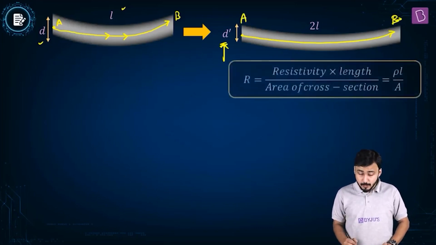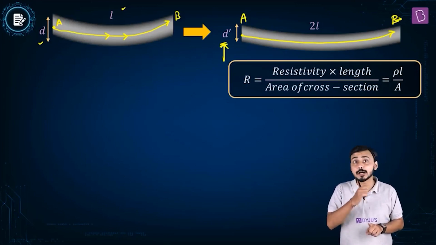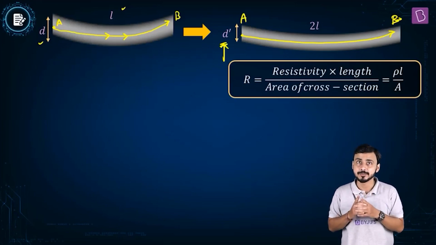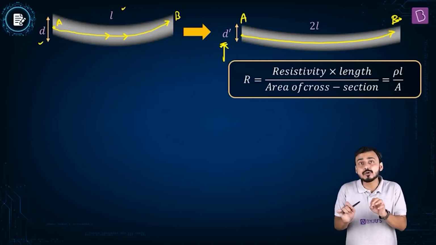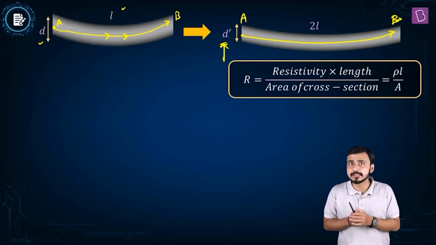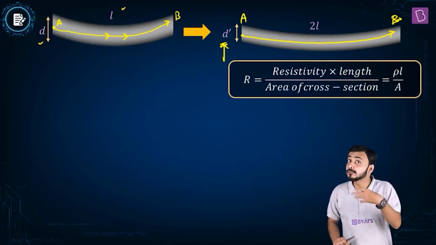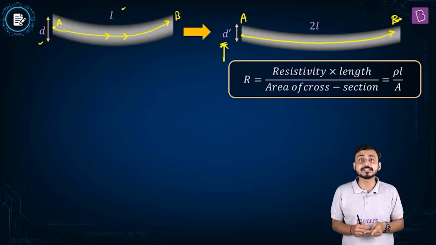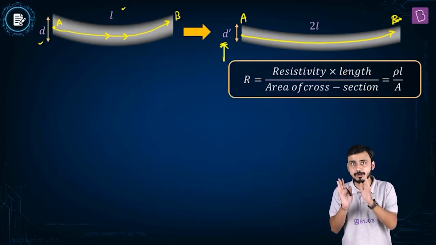And you know the formula for resistance is always given as rho L by A, where L is the length across the current flow and A is the cross-sectional area perpendicular to the current flow, correct? Now in the two cases, what is constant? It's the volume. It's the same wire which is being stretched, right? So the volume will remain constant. The length will change, the cross-sectional area will change, the diameter will change, but the volume of the material in the wire will be constant, right?